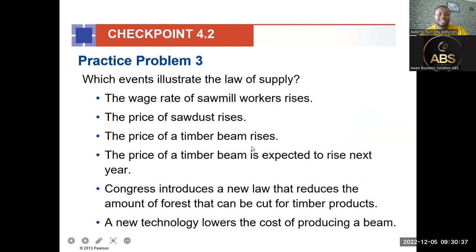Now, which event illustrates the law of supply? That one will only deal with the one that causes a change in the price of timber beams. And that will be this, right? The price of a timber beam rises. It's only this one that shows the law of supply.